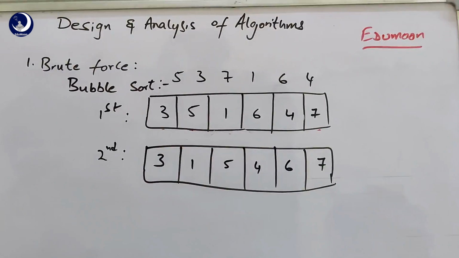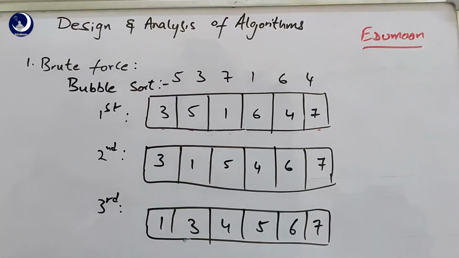So after the third iteration, again performing the same operations what we have done in the first and second iterations, that is comparing the first two elements and so on, it will swap the numbers and you can see that the last highest number will be in its position, and this is the resulting array after the third iteration.